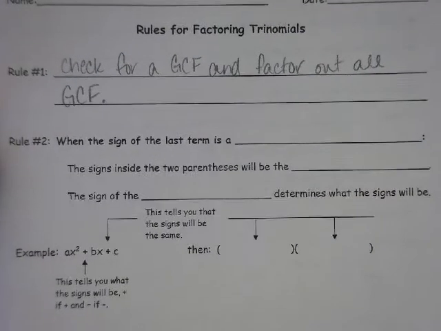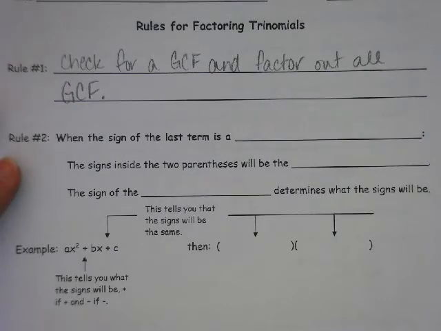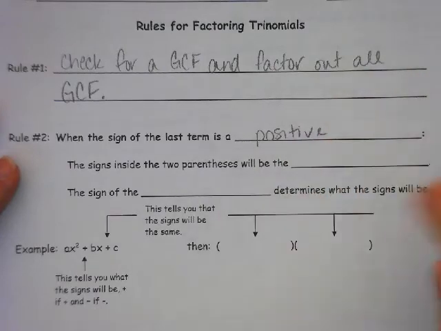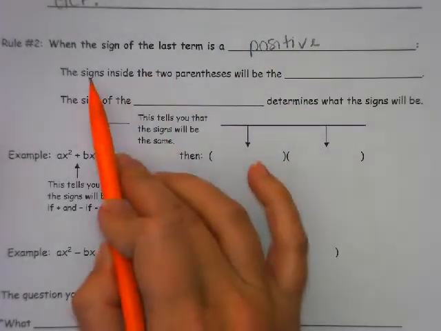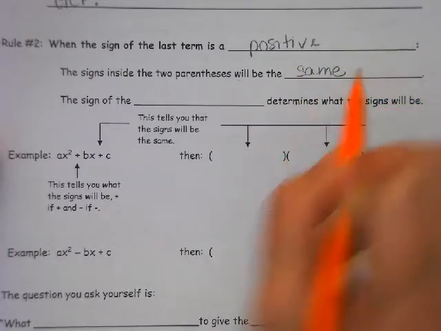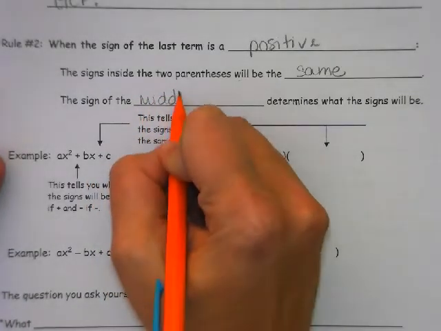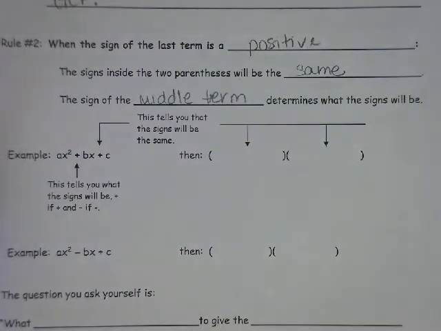All right. The second thing that we need to do, and I'm not going to give you any today where you have to do the GCF. We'll get to that probably beginning of next week. The second thing you need to look at is the sign of the last term. And when it is a positive, and this goes back to what Chris and I were talking about on that last example, when this is a positive, that means the sign inside the two parentheses is going to be the same, right? The sign of our middle term is going to determine what that same sign will be.